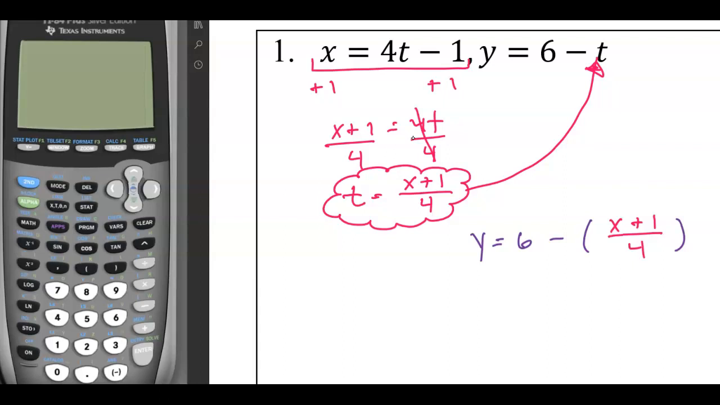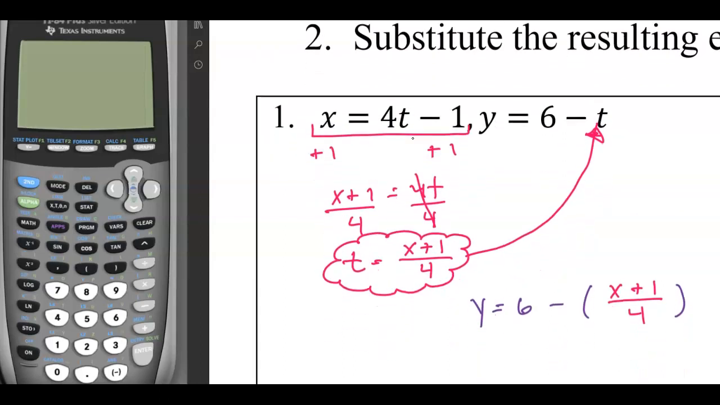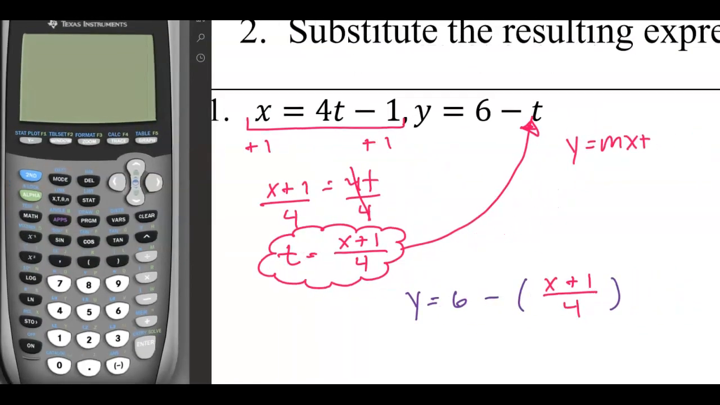You might be thinking that this is irrational. It is not. What creates irrational is a variable in the denominator, which this does not have. This is a linear. Standard form of a linear is y equals mx plus b.